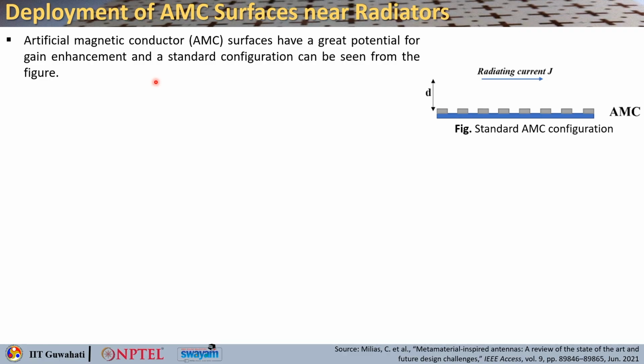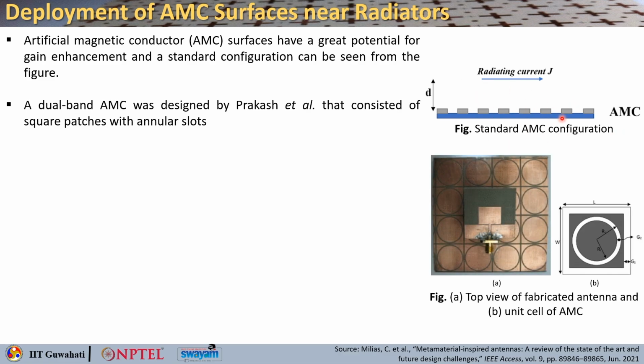used for gain enhancement. So, artificial magnetic conductor surfaces basically have great potential for gain enhancement, and a standard configuration of this can be seen here. Okay. So, you have these elements. So, this is basically your AMC, and you have the radiating current going this way.